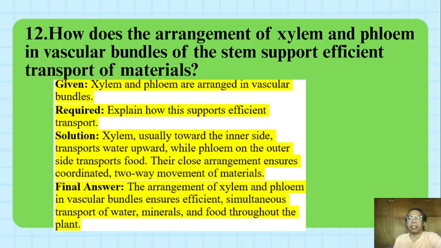Final answer: the arrangement of xylem and phloem in vascular bundles ensures efficient simultaneous transport of water, minerals, and food throughout the plant.